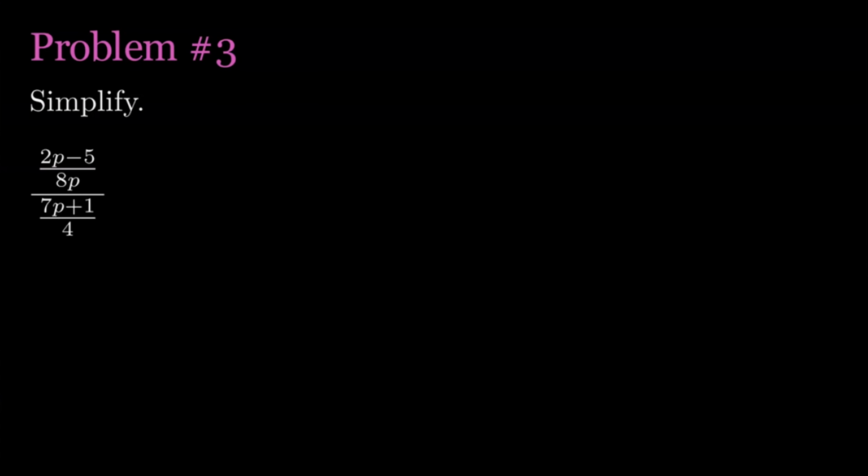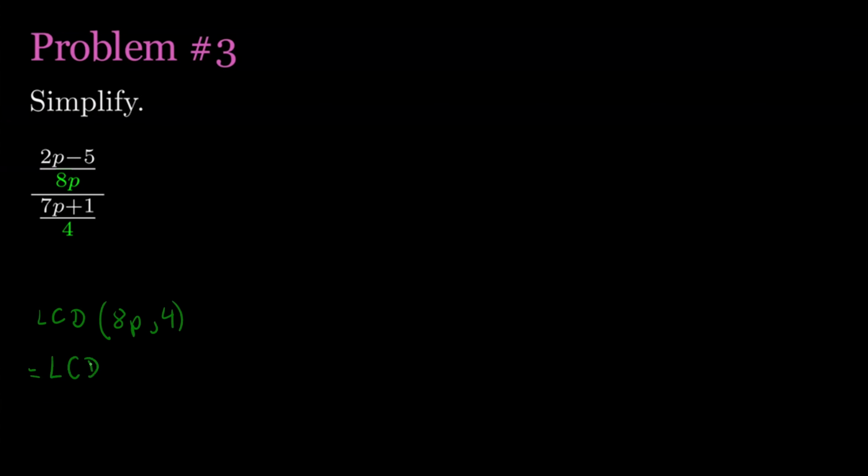The idea of the LCD method is to acknowledge the denominator of all the fractions that appear in the big numerator and big denominator: 8, p, and 4. We are to find the least common denominator of those small fractions.